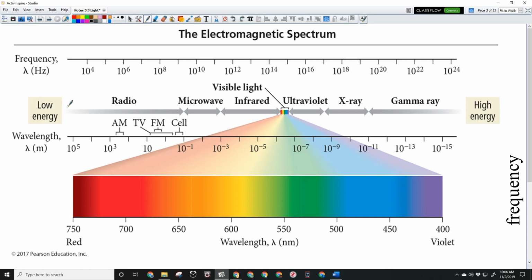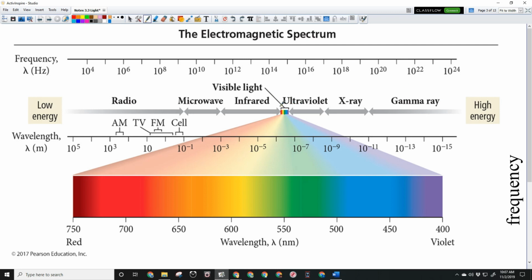So the lowest energy and the longest wavelength is going to be your radio waves, and then come your microwaves, and then infrared. And then in this very small area right here between infrared and ultraviolet is the part of the wave that we can see with our eyeballs. Then it's ultraviolet, X-ray, and then of course the highest energy, the most damaging, is the gamma rays.